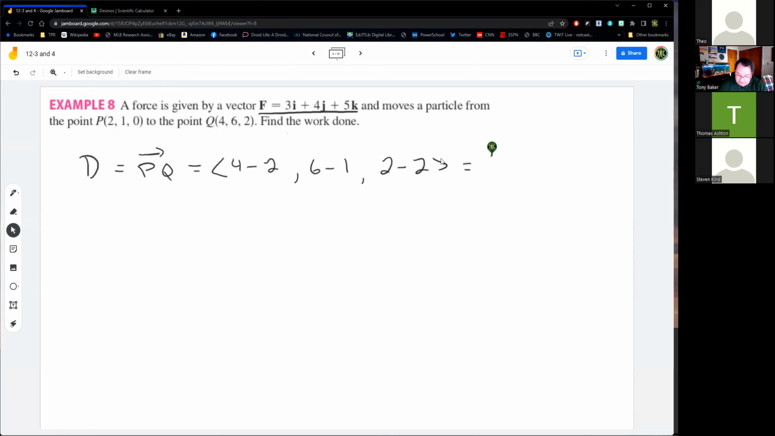So I've got vector 2, 5, and 0. Oh, Professor, isn't it 2 minus 0? Yes. I was looking at it like, wait, there's not supposed to be a 0 in my answer. That would be why. 2.